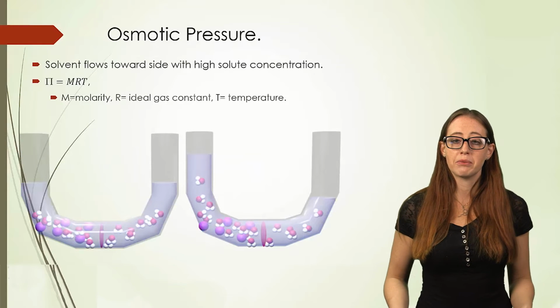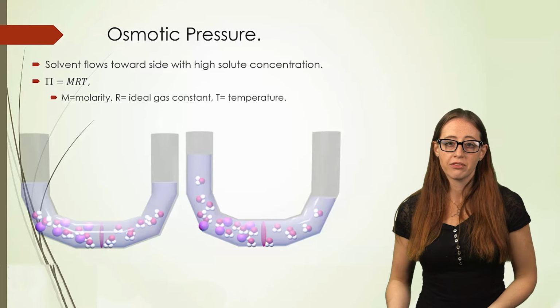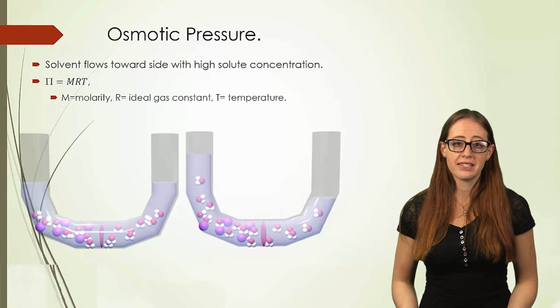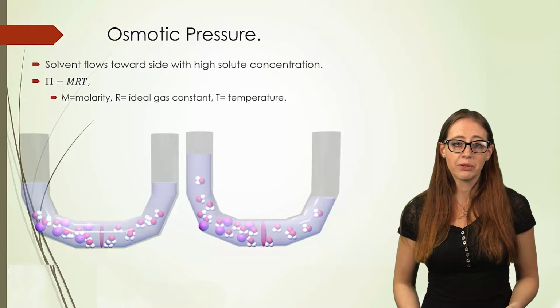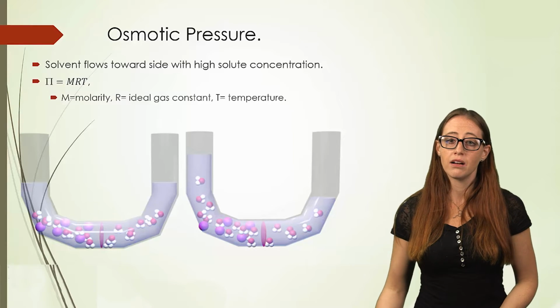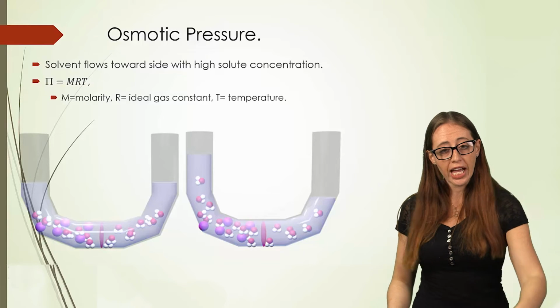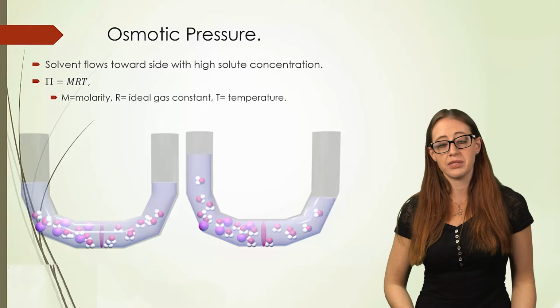Now let's look at this a bit more quantitatively. We know that in osmosis, the solvent flows from a high solute concentration side, but we can quantify this by using osmotic pressure, denoted by a capital Pi, which is equal to the molarity times the ideal gas constant times T. Here, because we are at a constant temperature, we are able to go back to using molarity rather than using molality.